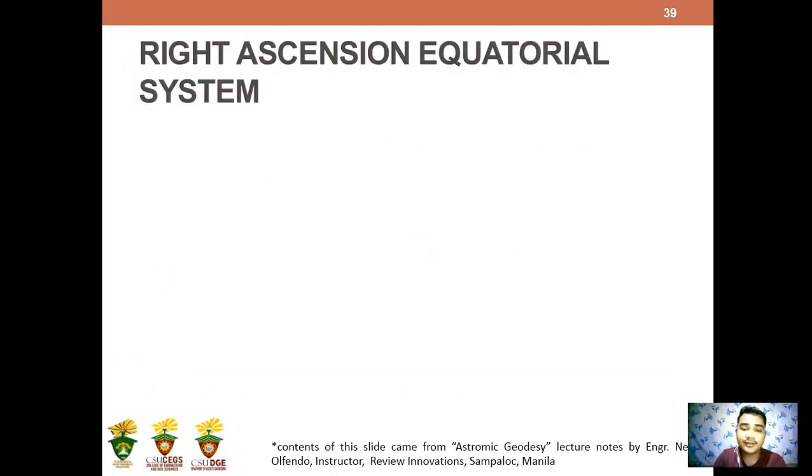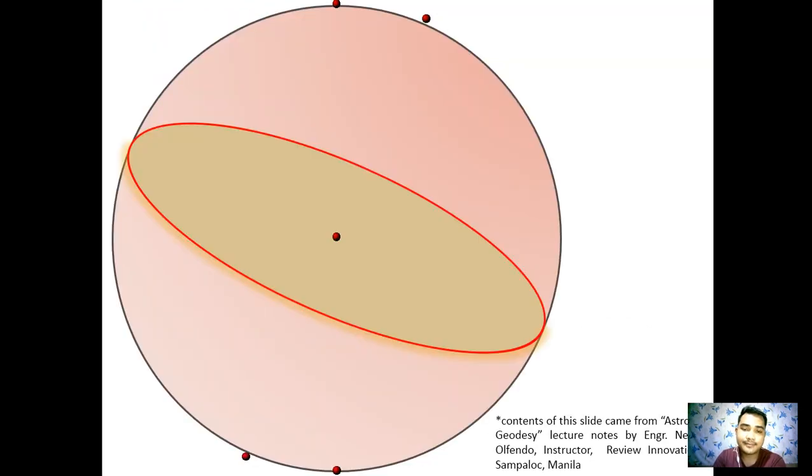Next is the right ascension equatorial system. Let's go back, it is tilted. It's because the Earth is tilted. No? And we have here the star. So on the Earth, this is the north polar distance, the celestial north pole, and this one below is the celestial south pole.